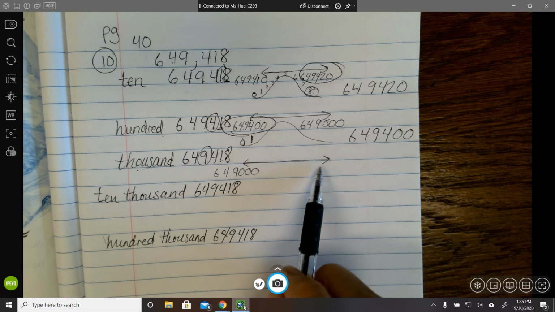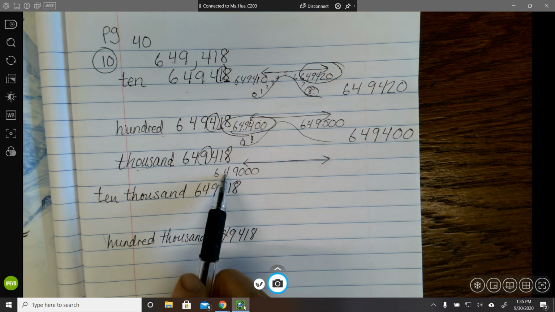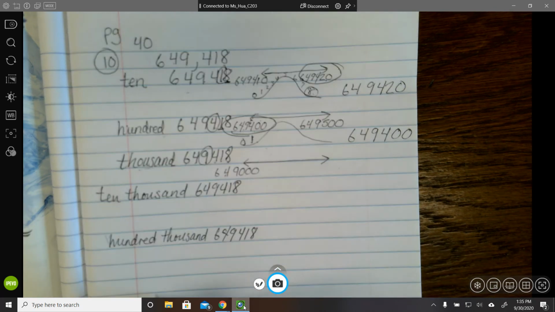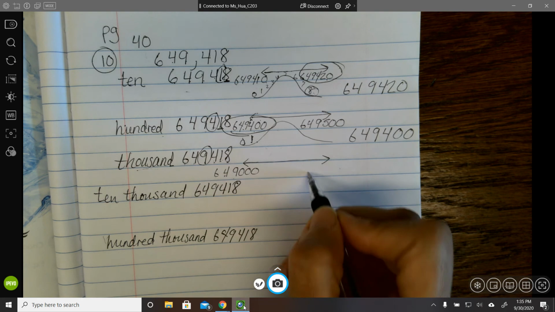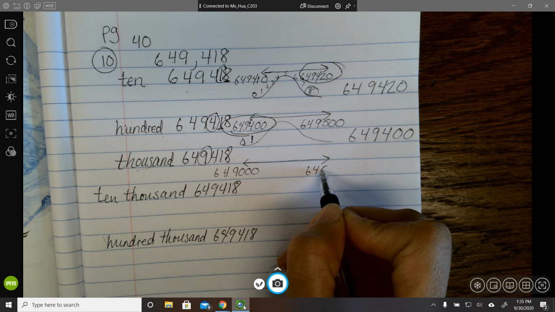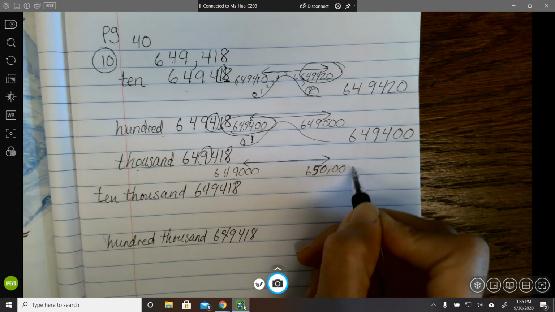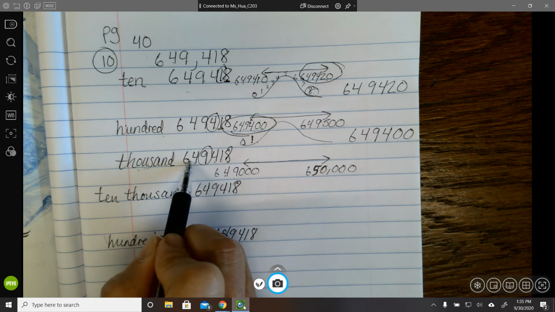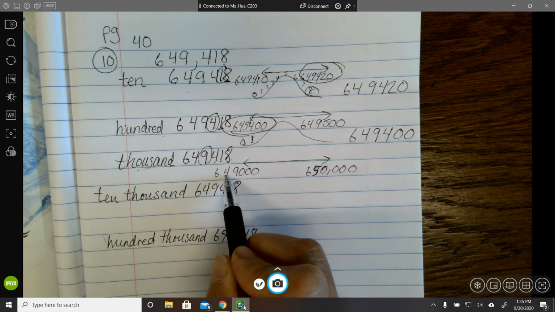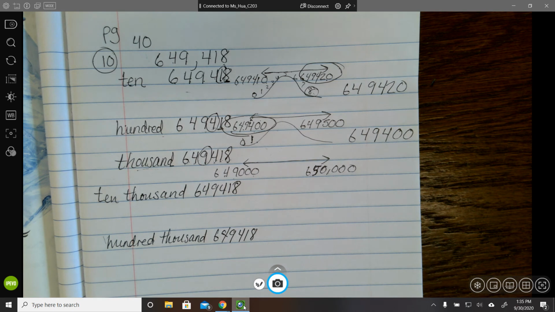Ooh, over here, I can't write down 10,000 because I still have this to follow. So I'm going to add the 1,000 to this. This becomes 640. No, this becomes 650 because I'm adding that 1,000 to it. So this number, 649,418, is between 649,000 and 650,000 because that's 1,000 over.